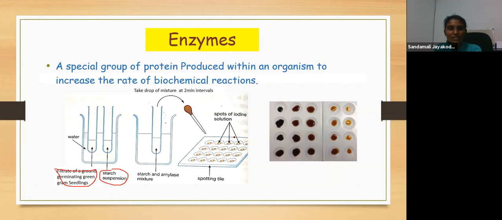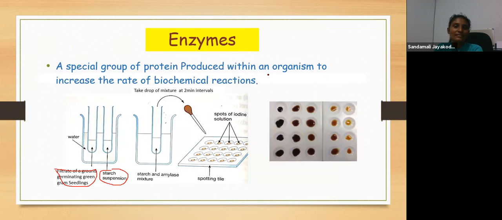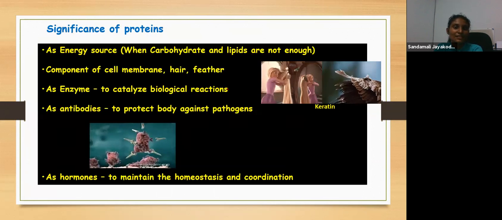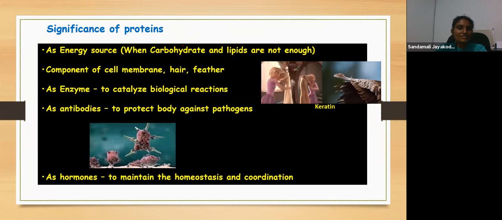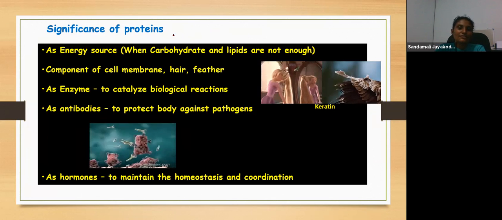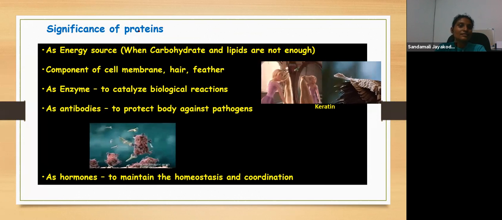So this is all about proteins, their structure and the special group of protein, which is enzyme. Then we have to discuss their significance. They are very important. Enzymes are really important in our body for the digestion of food. Proteins also act as an energy source when carbohydrates and lipids are not enough in our body.